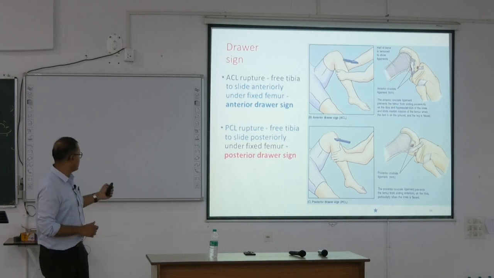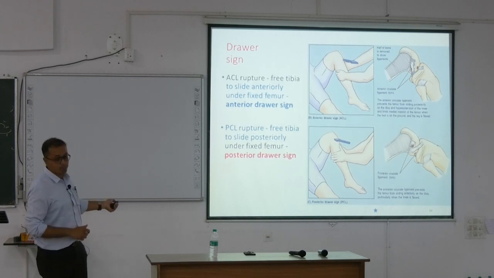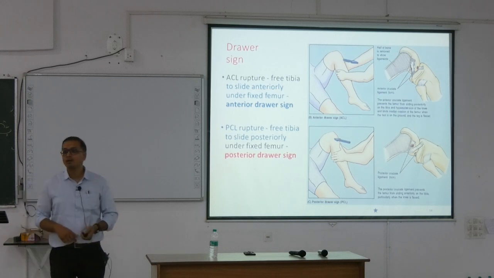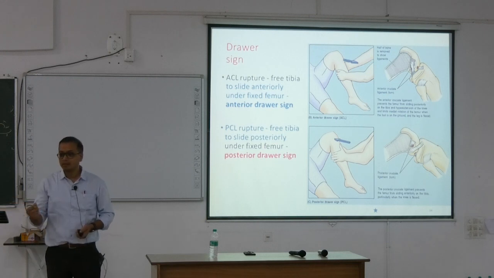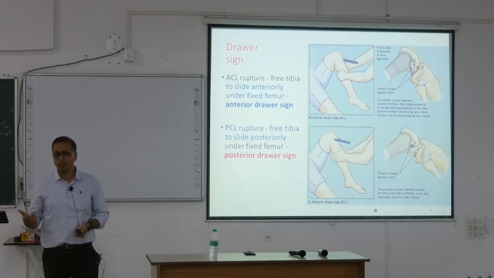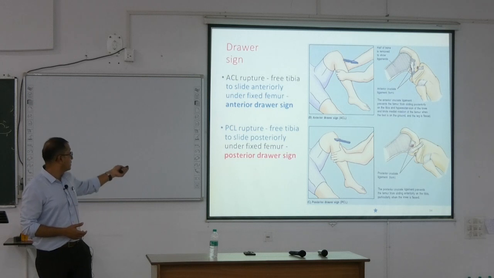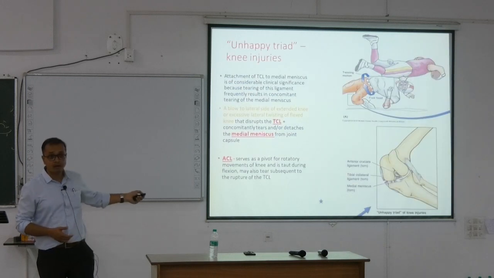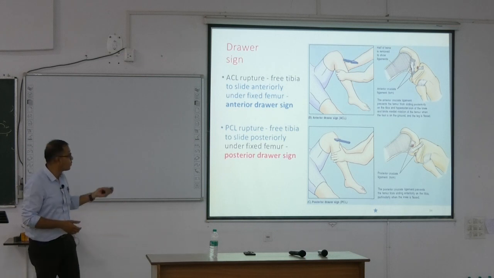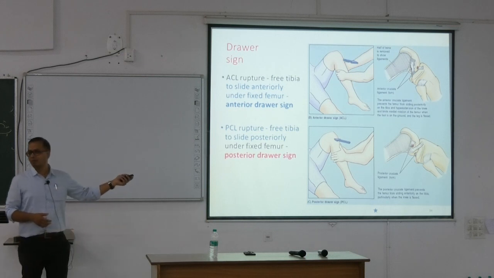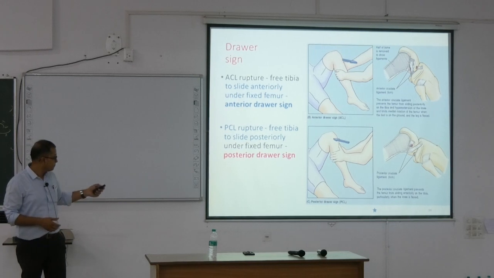So, we call it the anterior drawer sign for an ACL tear or rupture, and the posterior drawer test for PCL rupture, which indicates injuries to the PCL. Now, the drawer test may not be asked directly in the examination. It may be given in a twisted way. The straight way they ask is about the unhappy triad. Next time they may frame the question based on the drawer test, which is again the same thing about the ACL and the PCL.